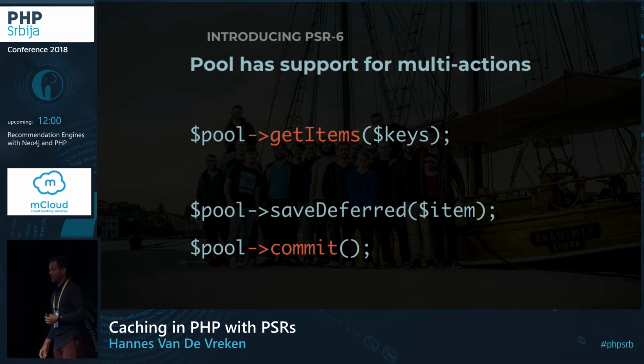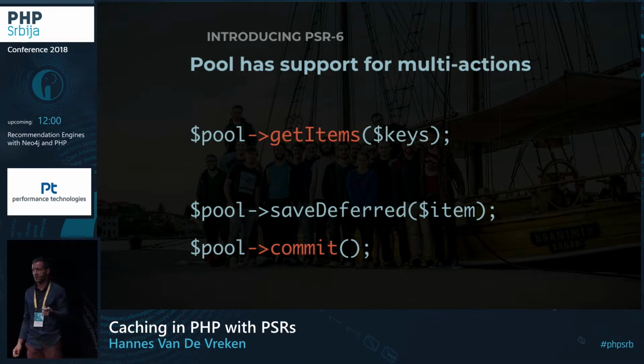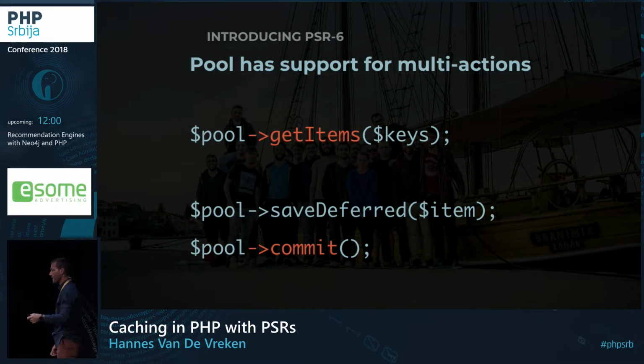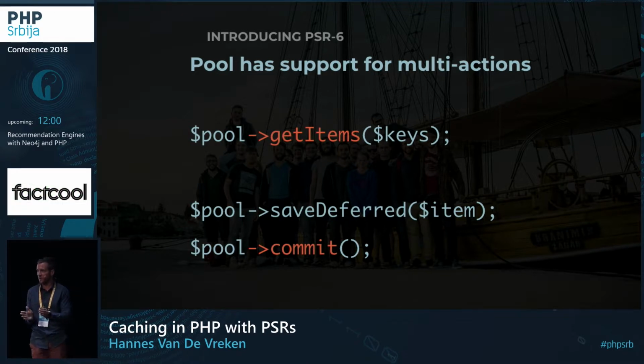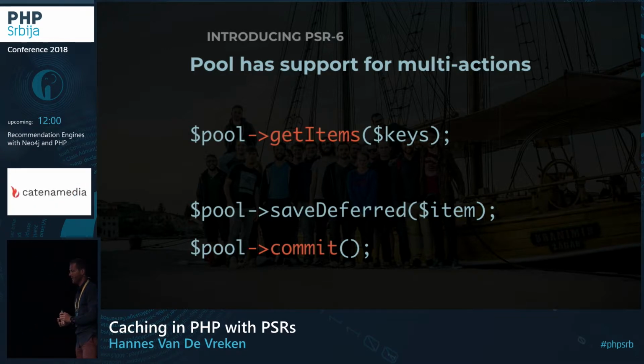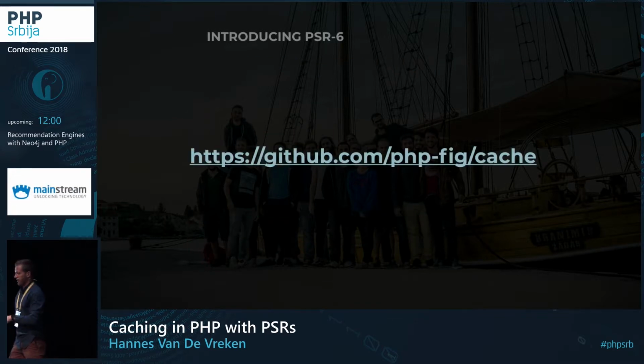You can also do something like save deferred. Save deferred will store the entity and say, well, sometime in the future we will save this, but we will stack up multiple items so we can use some efficient strategy to store them all in the backend in one call. So we don't have to do a lot of round trips to the Redis database. And then in the end, you will have to do pool commit. I think if the garbage collector destructs the pool, it will also commit. So yeah, let's look at some code.